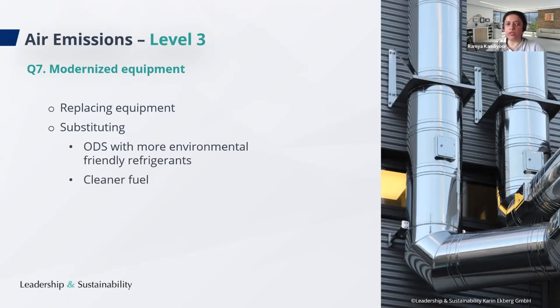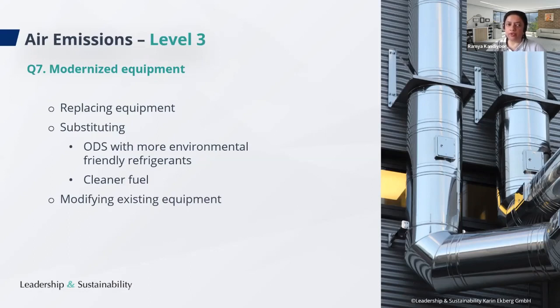You can use cleaner fuels, like we had talked about sulfur dioxide. We want to reduce the amount of sulfur in the coal. You can procure cleaner fuel. You can change your machine completely such that you're moving from maybe a coal-based boiler to a biogas-based boiler. You can modify the existing equipment. So all of this will give you points in question number 7.